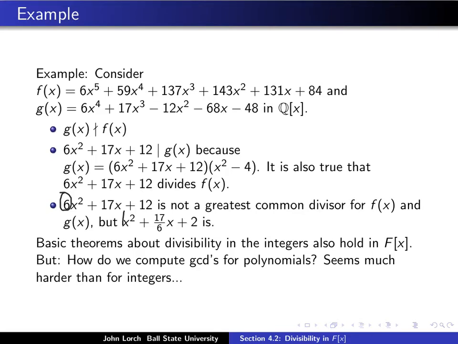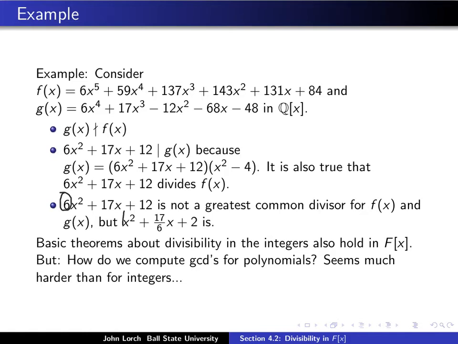One thing we should know about divisibility in polynomial rings is that the basic ideas or theorems about divisibility in the integers also hold for polynomial rings. For instance, suppose I have a polynomial that divides evenly into f and evenly into g, then that polynomial will divide evenly into the sum f plus g and into the difference f minus g, etc., etc. These results hopefully will remind you of similar results that hold true for the integers.